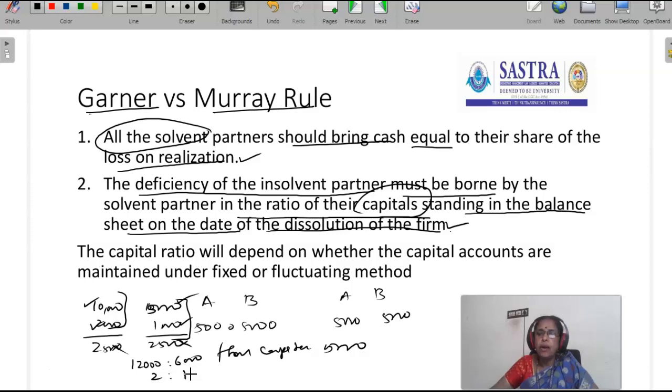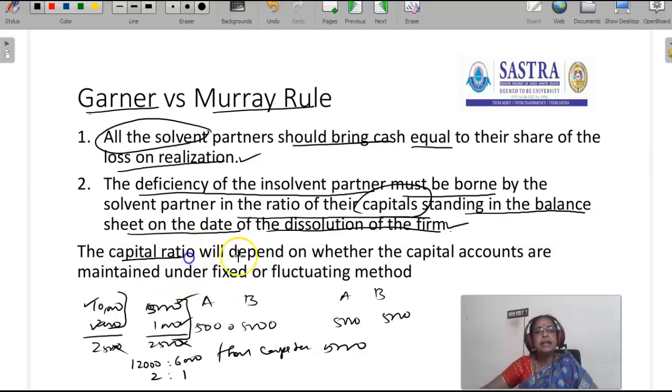Partners should not bear the loss or deficiency of the insolvent partner in their profit sharing ratio. They should bear the insolvent partner's deficiency in their capital ratio.